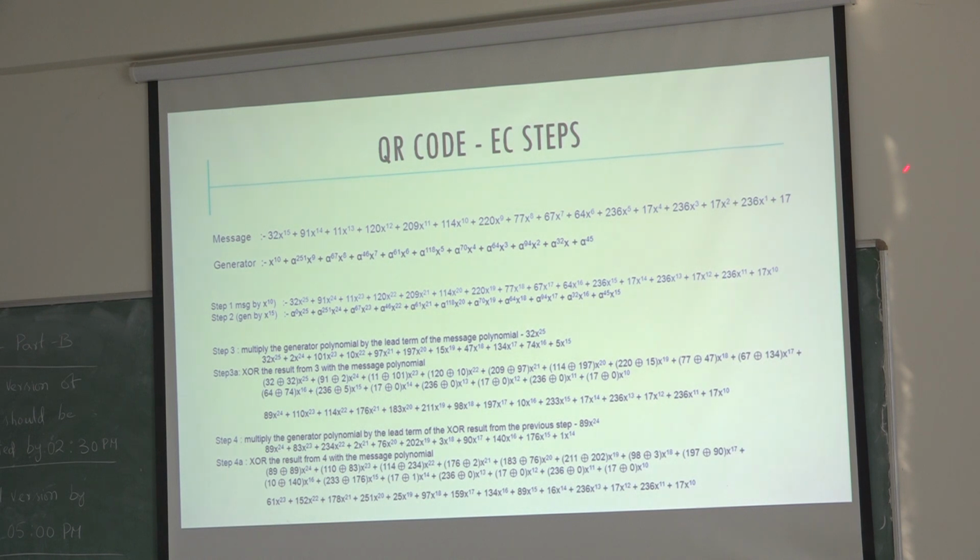This is my message polynomial. This is my generator polynomial. So in the first step, I need to multiply my message polynomial with x power 10. So 32 x power 25, so everything will go to 17 x power 10. So x power 10 will be higher, and these two should be in the same order. We have to check it. It doesn't have any other meaning, just to confirm both have the same meaning.